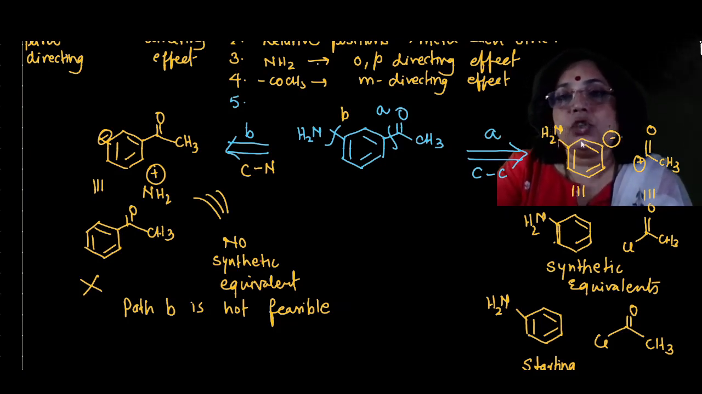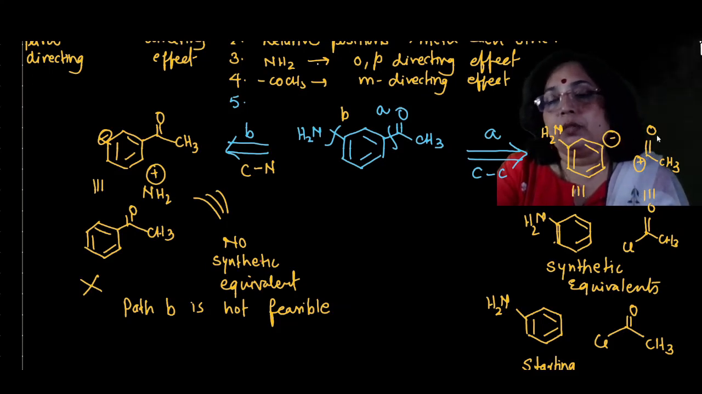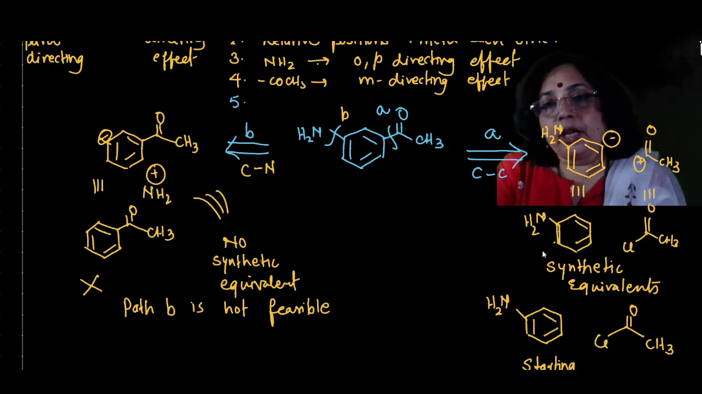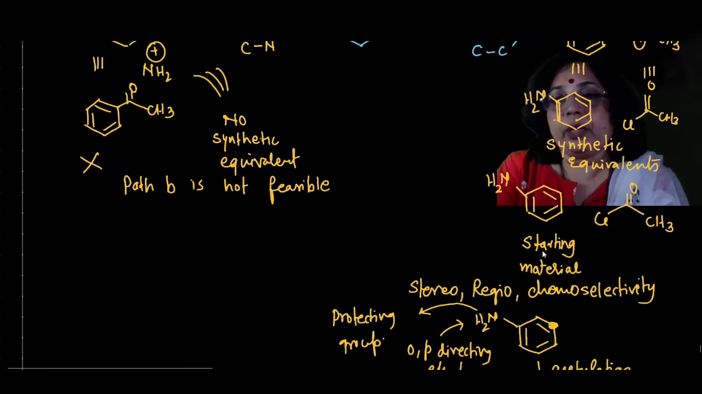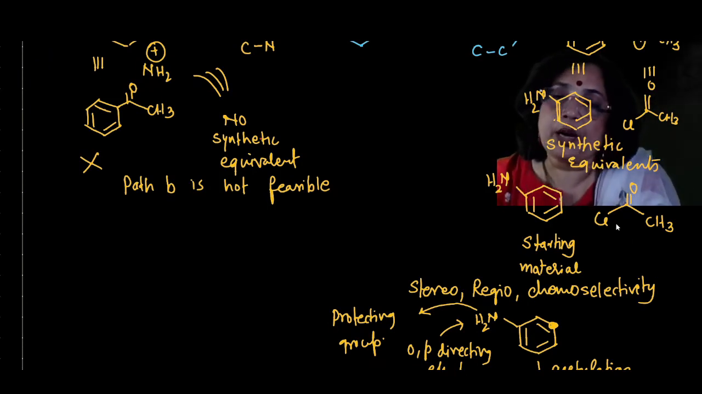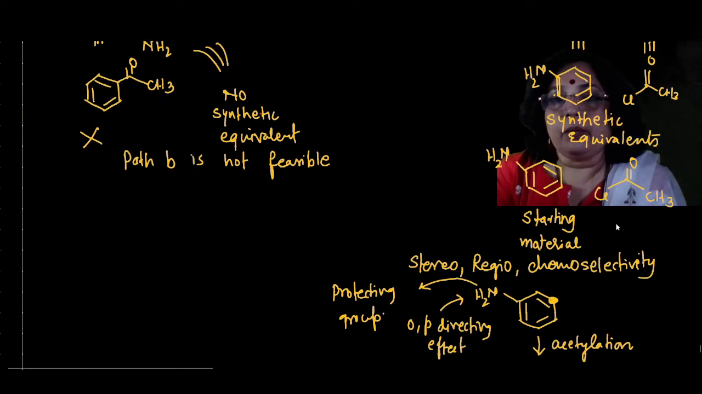Now let us focus on path A, where we can see the negatively charged aromatic ring and the positively charged acyl group. Here we obtain very good synthetic equivalents. We obtain aniline as a starting material and acyl chloride as a second starting material.